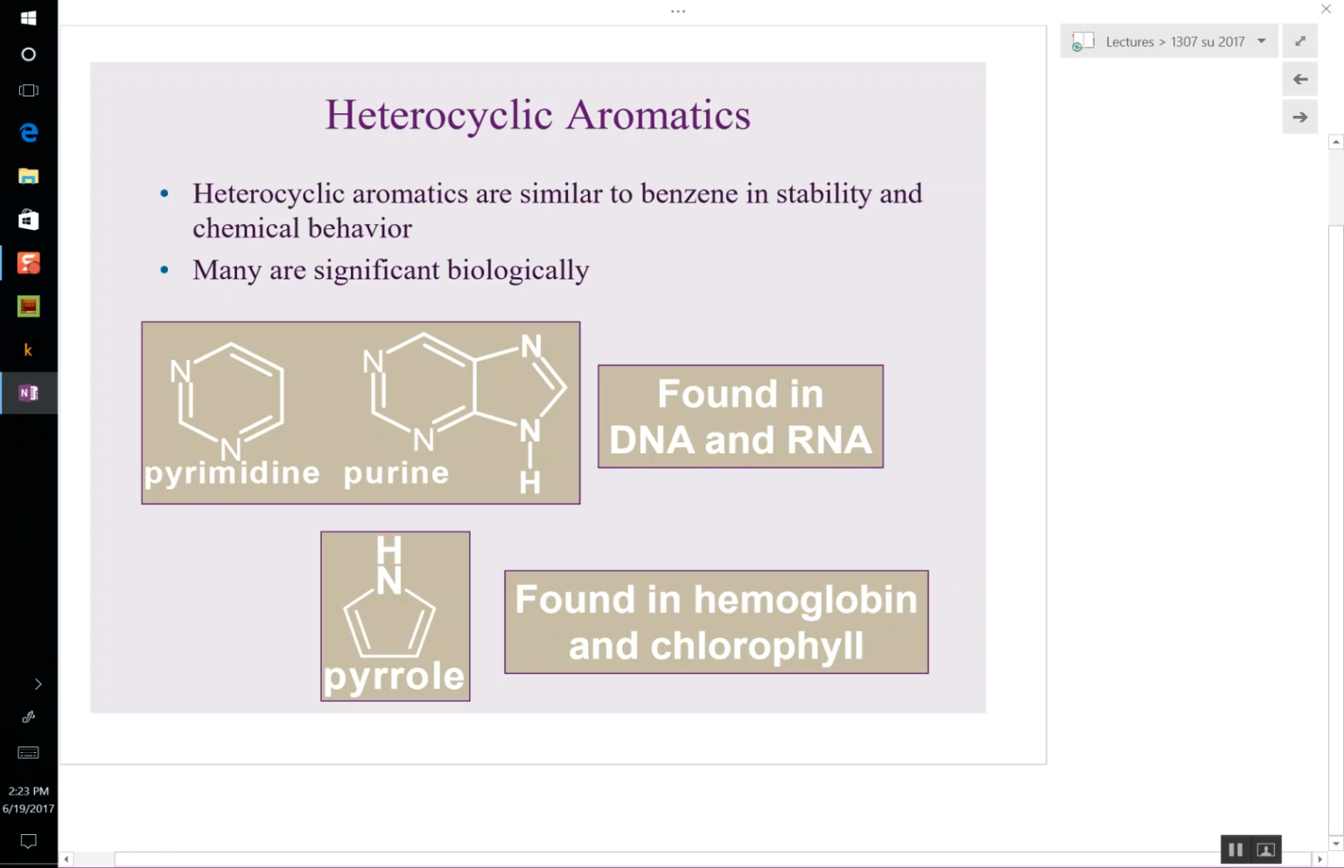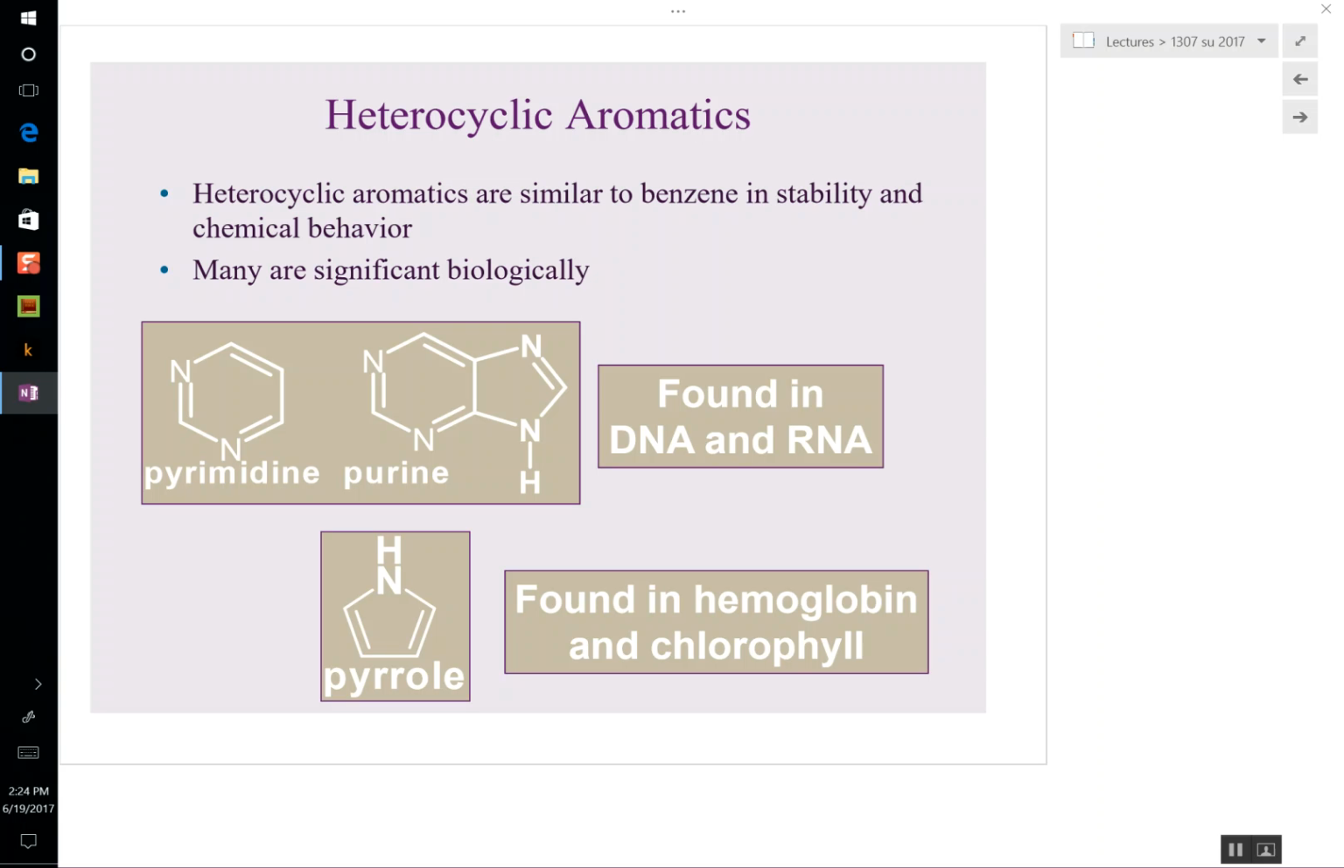Okay, just another term to be familiar with. You've heard it, you're hearing it now. Heterocyclic aromatics. Benzene is a homocyclic aromatic. All the atoms in the ring are carbons.